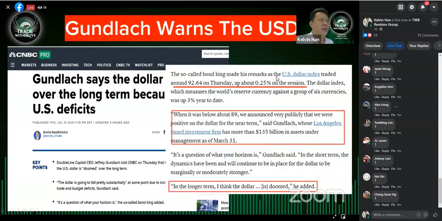All right, so he is saying that right now the US dollar index is 92.64 and is up. Well, when it was below 89, we announced very publicly that we are very positive on the dollar near term, which is the same thing here. And of course they have $135 billion in assets under management, okay? So after that, now he is saying that short term, the dynamic should bring the dollar higher, but the near term, the dollar is doomed, okay?